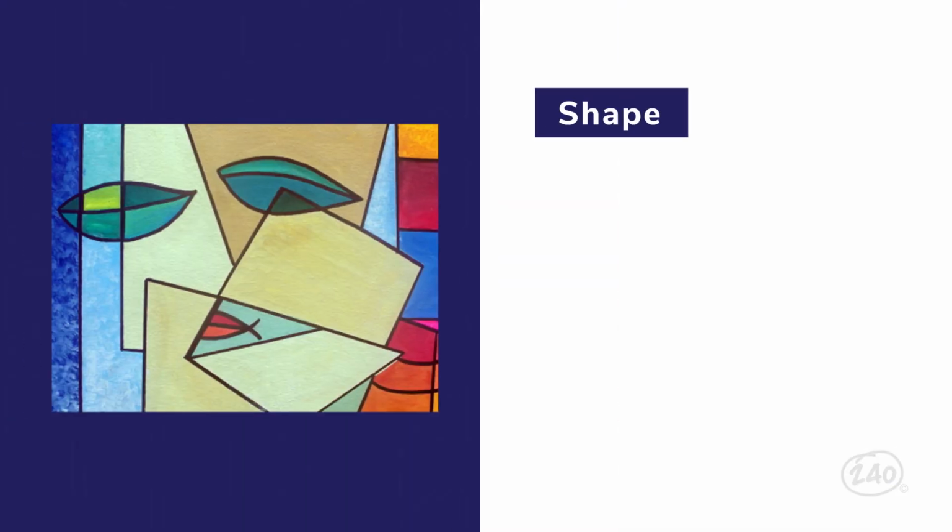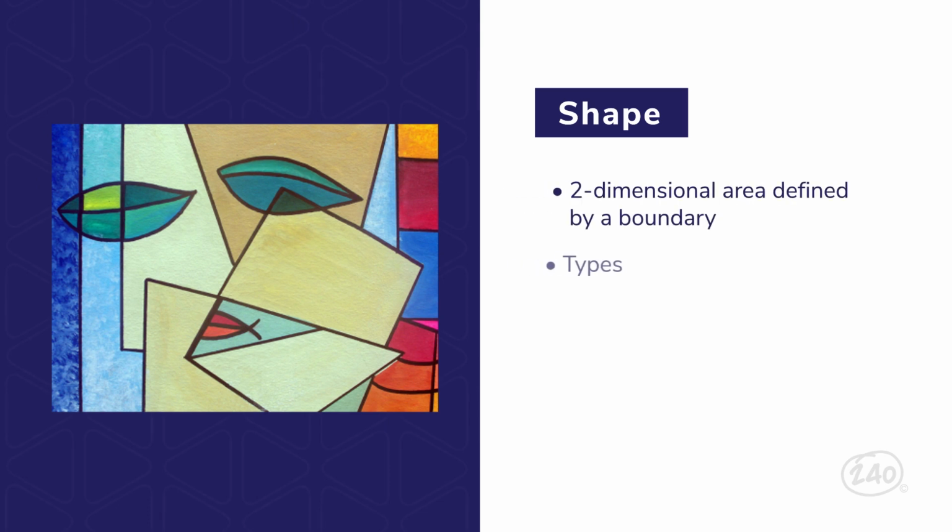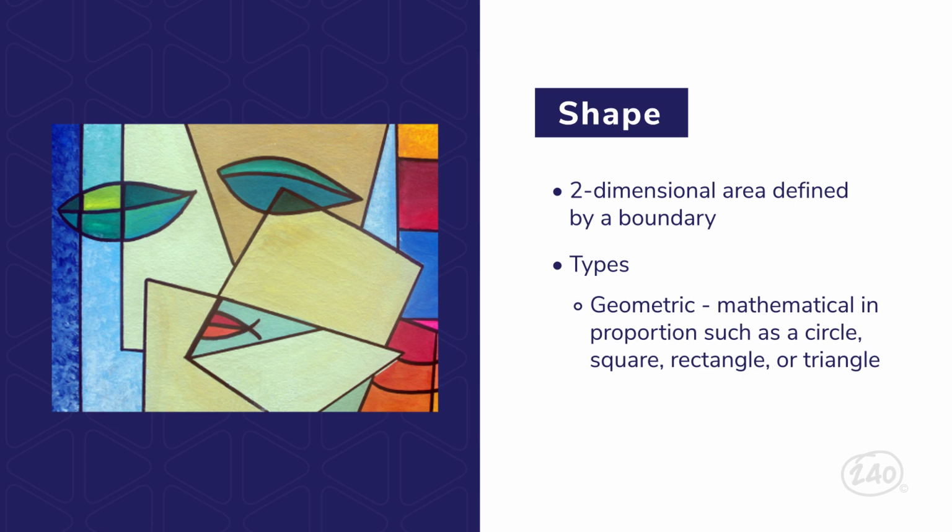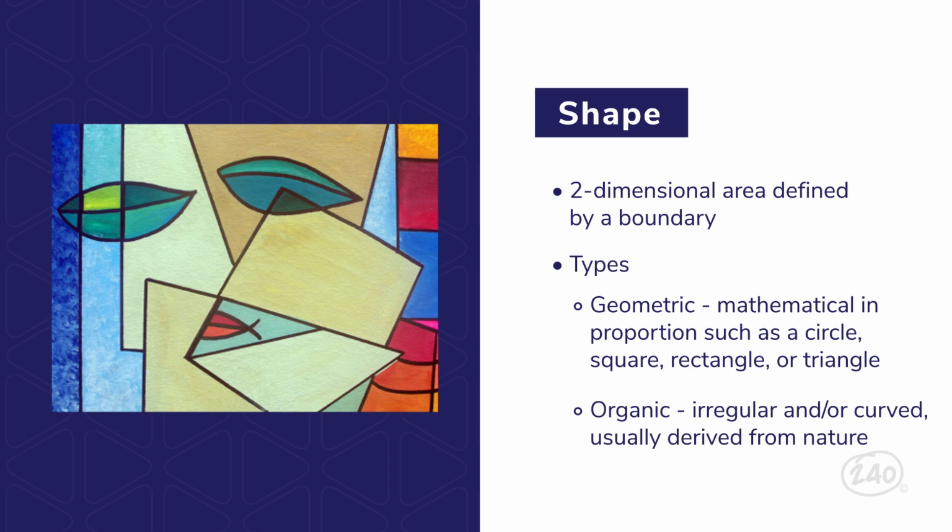Let's discuss one more element. As an element of art, a shape is a 2-dimensional area defined by a boundary. Geometric shapes are mathematical in proportion, such as a circle, square, rectangle, or triangle. Organic shapes are irregular and/or curved, usually derived from nature. We see examples of both types of shape in this piece of art.